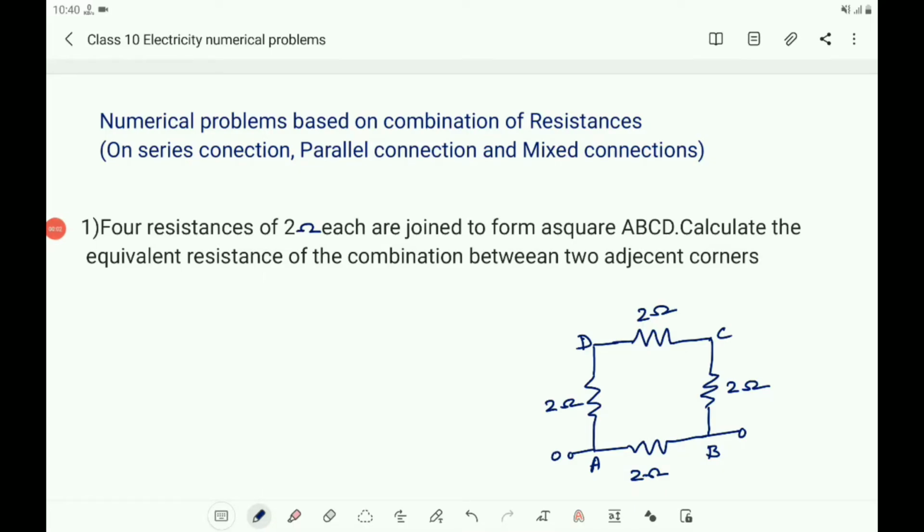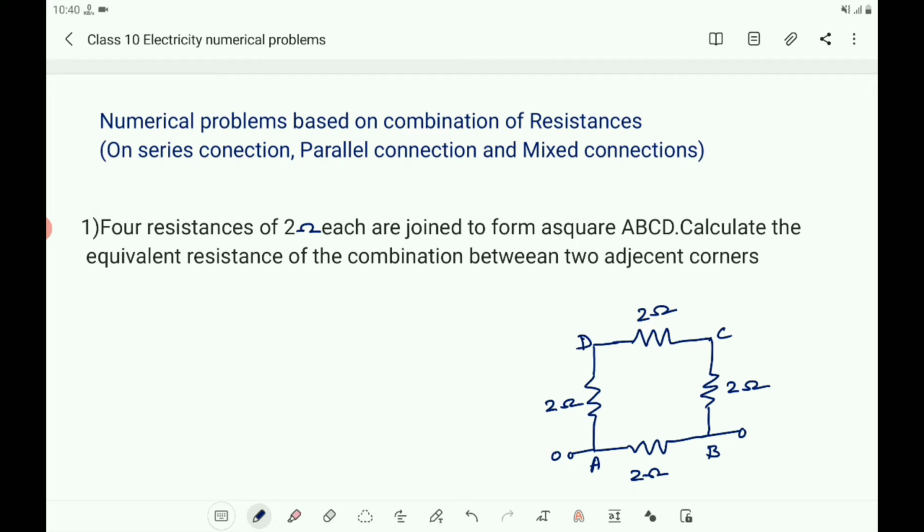Children, it is the next part of the solution of the numerical problems in the electricity chapter. Now let us solve the numerical problems based on combination of resistances. That is, problems based on series connection, problems based on parallel connection, and problems based on the mixed connections.